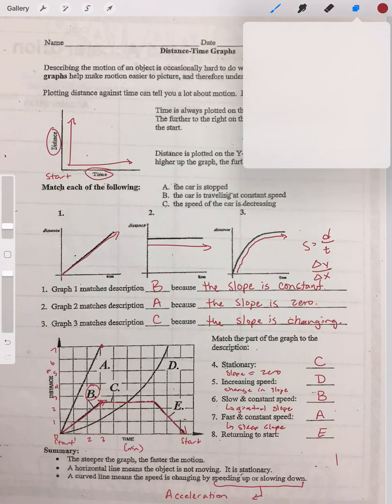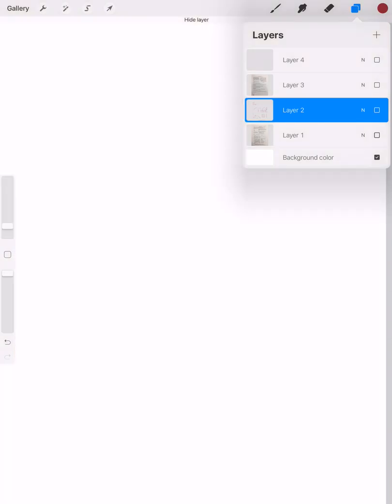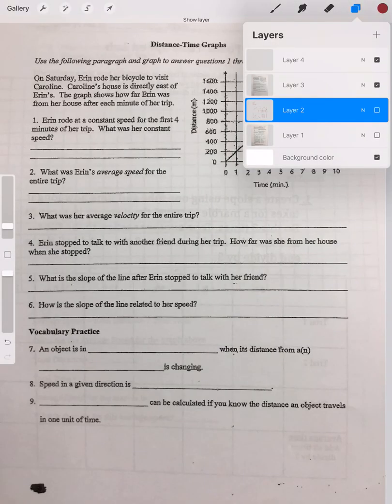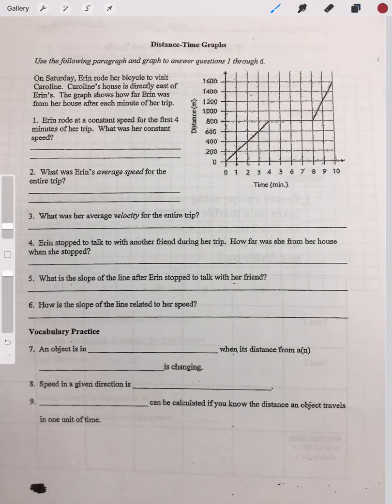Okay, so let's look at another example together. Turn off all these layers and turn on these ones. Cool. So it says, use the following paragraph and graph to answer questions 1 through 6. You're going to complete this as part of your homework for this week, and you need to make sure that you have shown this to me, or Miss Dexter, before Friday.